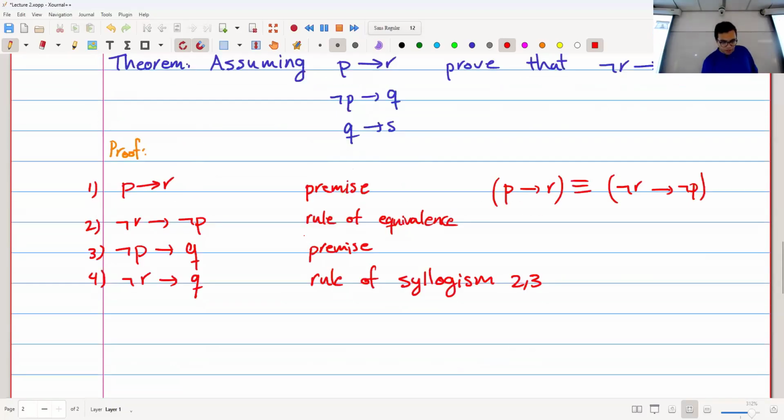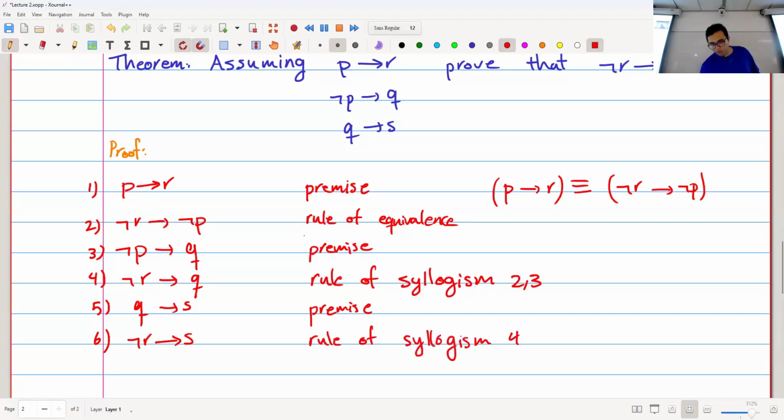So I write Q implies S. This is a premise. And then I can again apply the rule of syllogism. Not R implies Q, Q implies S, so not R implies S. Okay. This is 6. Not R implies S. The same rule, but this time applied to 4 and 5.